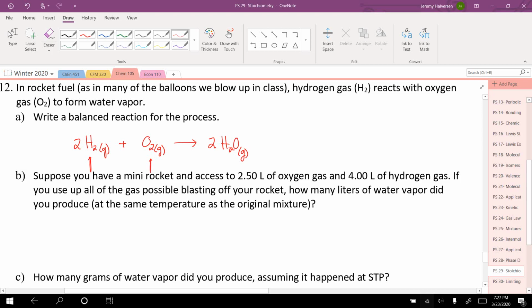And that's true. But in this case, they don't give us any way to get to moles because they just give us a volume. They don't give us a pressure and a temperature. They don't give us a density. Okay, so how do we get to moles?